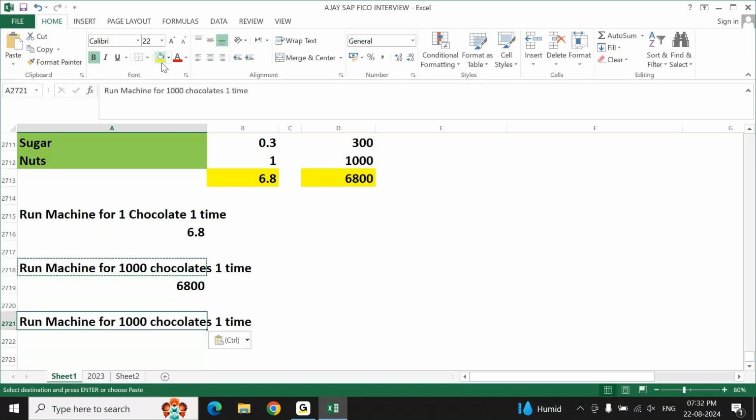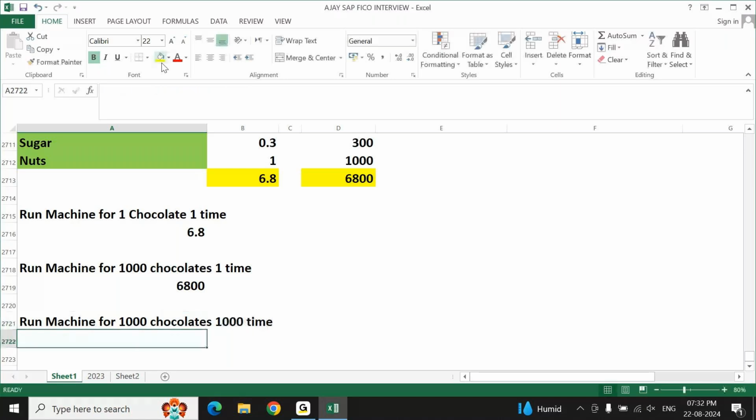Run for 1,000 chocolates 1,000 times. What is the cost? 6,800 multiplied by 1,000? It will be 6,800 only. Here, your cost is per unit. One chocolate, 6.8, irrespective of whether you do it one time, 1,000 times, or 100,000 times.